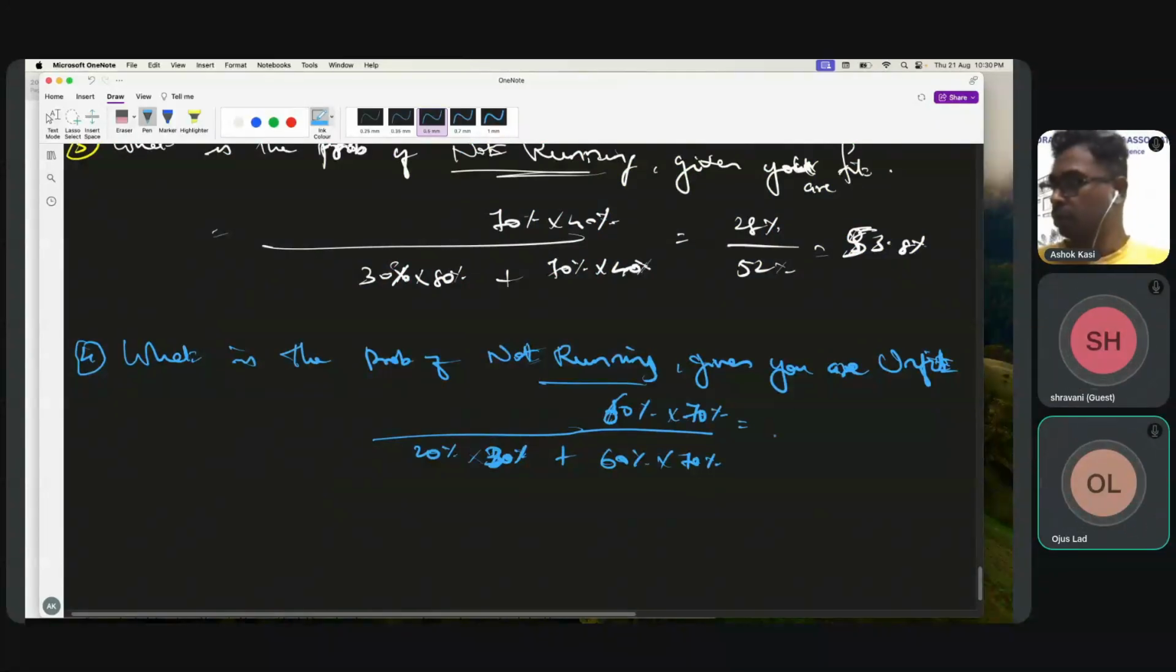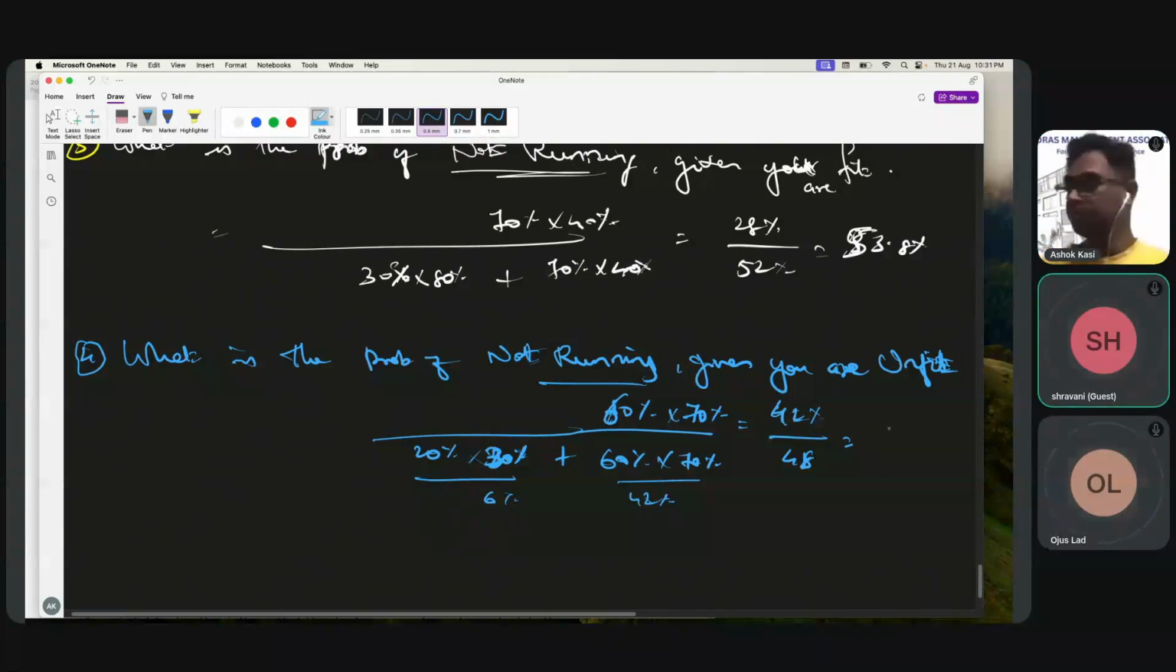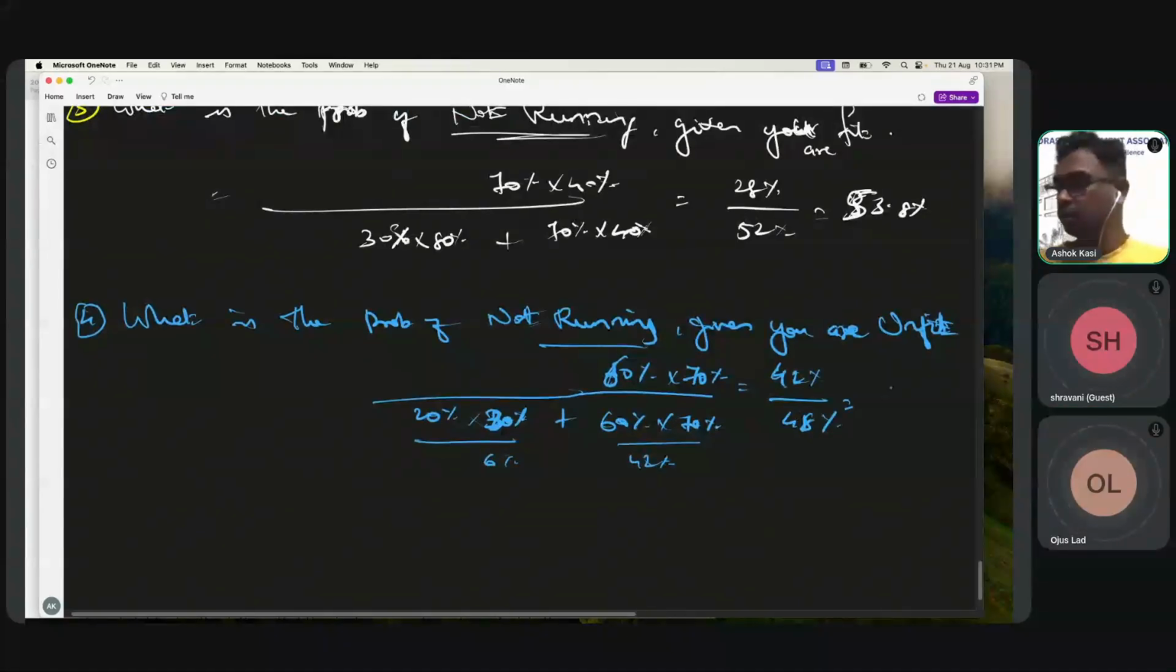So finally, how much is it all coming to? 7 6 are 42 percentage divided by 6 7 48 percentage. How much is it coming to? 42 percentage divided by 48. It is 87.5.